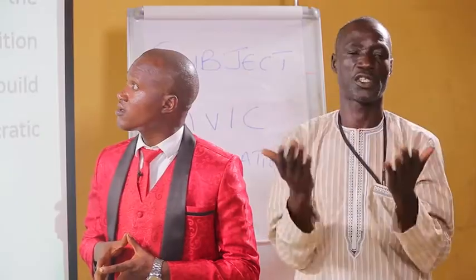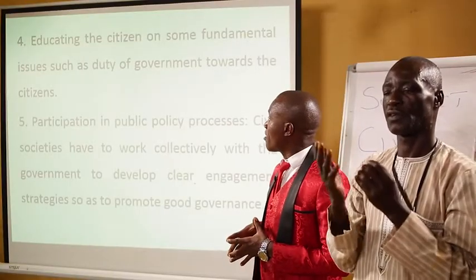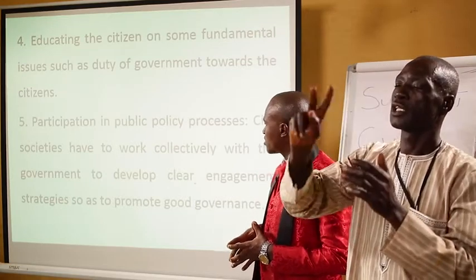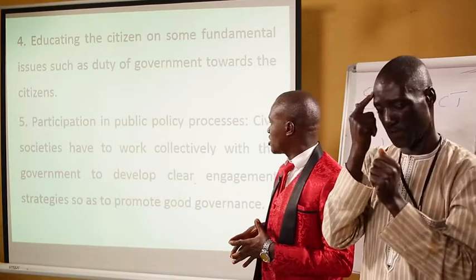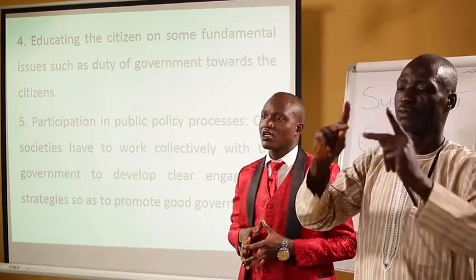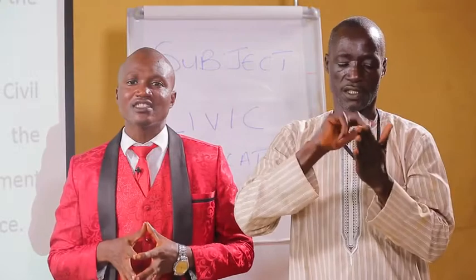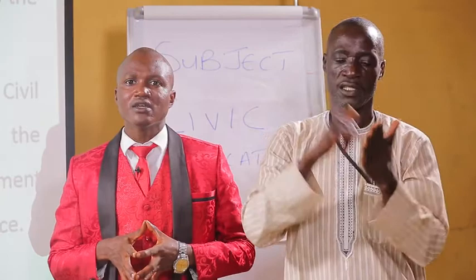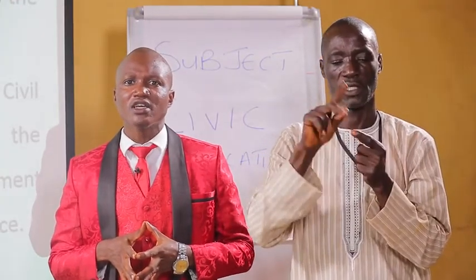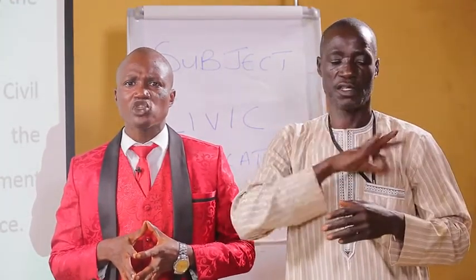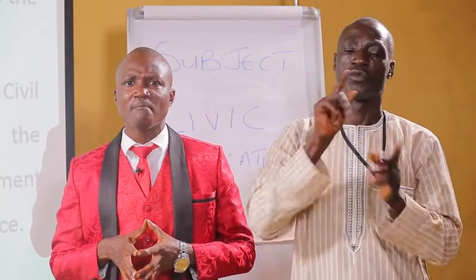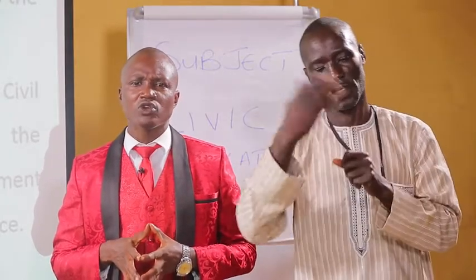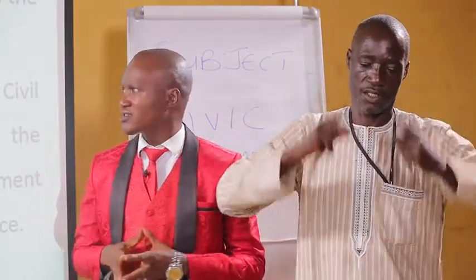Number 5, participation in public policy processes. Civil societies have to work collectively with the government to develop clear engagement strategies so as to promote good governance. It simply means that civil societies are catalysts for good governance. Good governance has to do with when citizens are enjoying the benefits of democracy, they are enjoying the promises that have been made by various political parties before they came into power. So in a nutshell, they promote good governance.